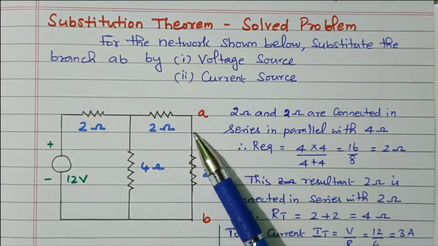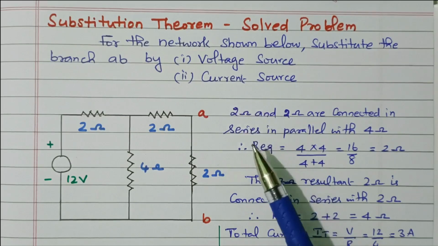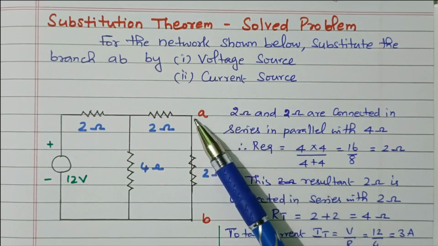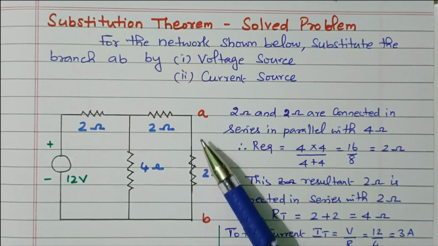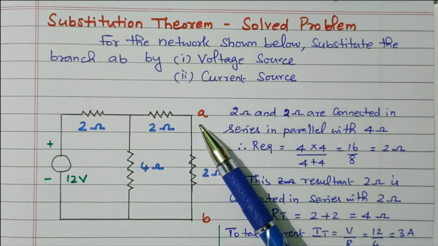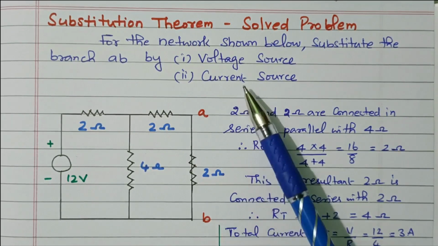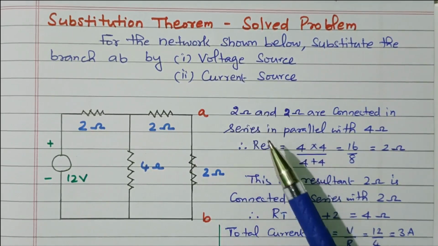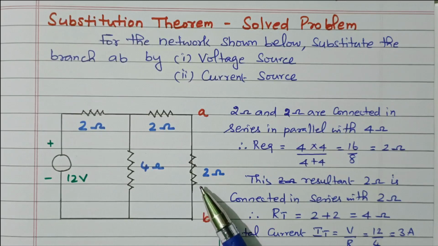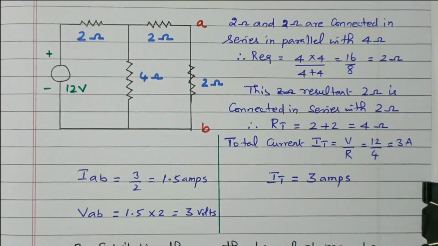So we need to replace this branch by a voltage source or current source, provided the current flowing through branch AB and the voltage across branch AB are maintained. So we need to find the current flowing through AB and the potential across AB. Accordingly, we can replace it with a voltage source or current source. So first we will find the current and voltage available across AB, right?